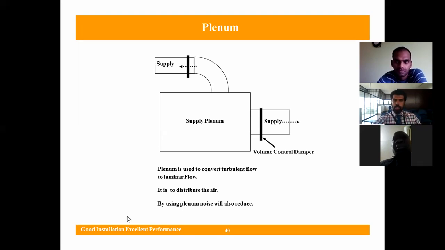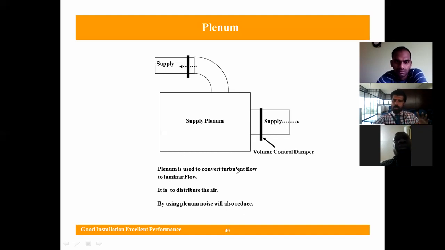Okay, it is to distribute the air by using plenum. Noise will also reduce. So these are the main uses of this plenum box. From the plenum box you can take different branch ducts, supply ducts. This is the plenum box. We have to calculate the size of the plenum box, and these are the different branches. Many branches can be taken from this plenum box.